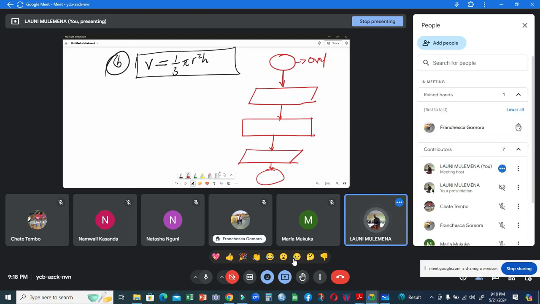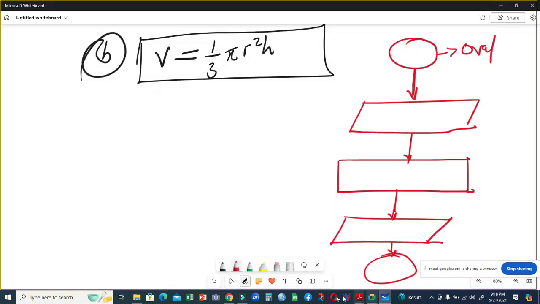Yes, Madam Juanita? It means begin or start. Okay. Or end or stop. Yes. So meaning that oval, it's always start. Okay. In other books, they say begin. The same oval, if it comes at the end, it means stop.